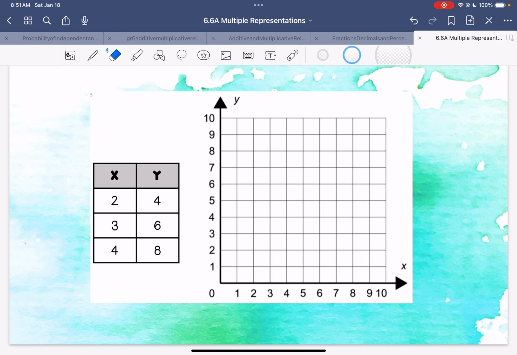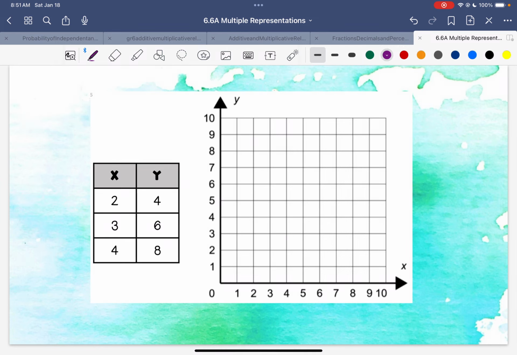So this table, you may have seen it in 5th grade. You also see it in 6th grade. Input-output table, that's one way we call it. But it's also actually ordered pairs from a graph. So I want to review graphing.